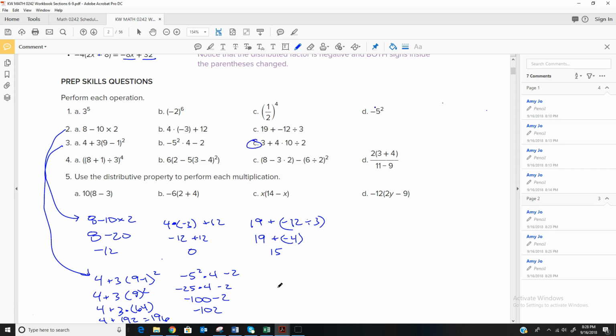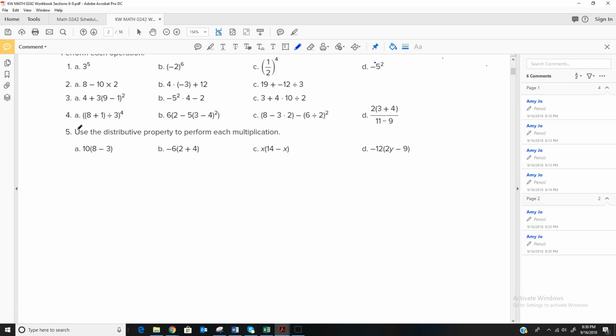Next, we're going to do this one, 3 plus 4 times 10 divided by 2. Order of operations says to do multiplication and division before we add, so we're going to do this multiplication first. That's going to give us 40. We still have divide by 2. We're going to divide next, so 40 divided by 2 is 20. Add those together and you get 23.